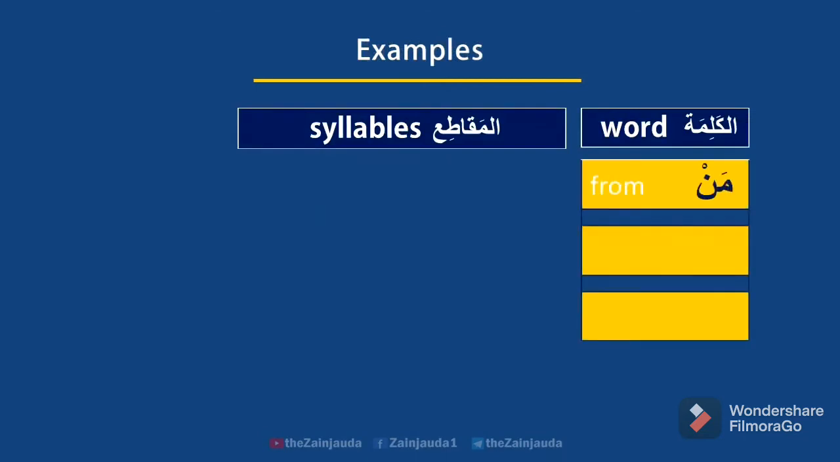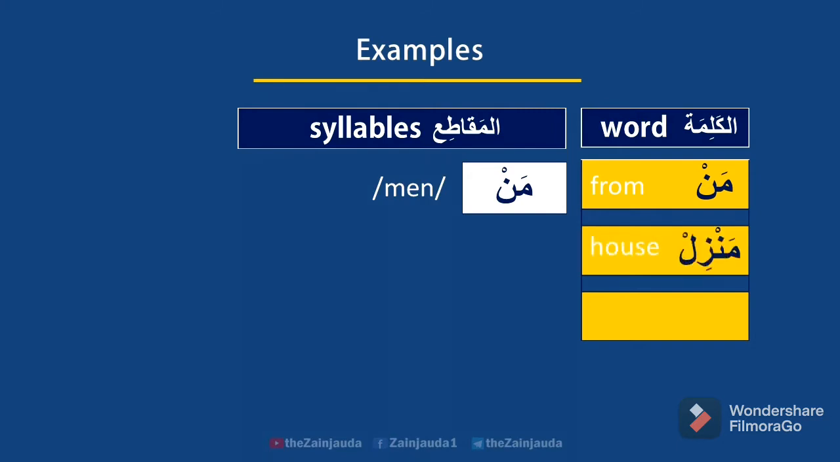The first word is man. Man is a preposition, means from, and it has only two letters, mim and noon. The mim is moved with a fatha, and the noon is silenced with a sukun. So this is a word with only one syllable, which is man. The second word is manzil.